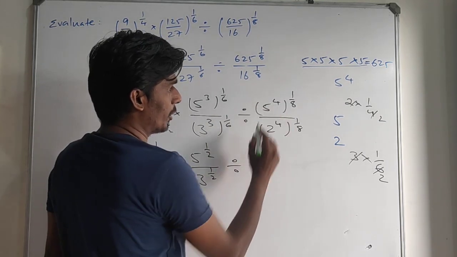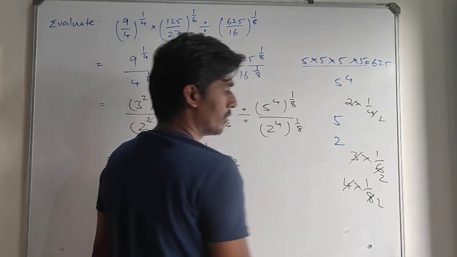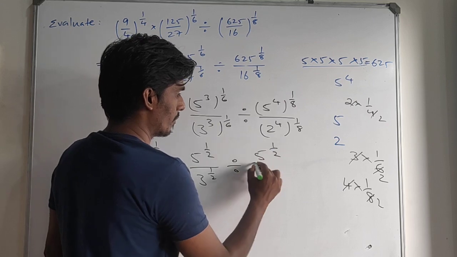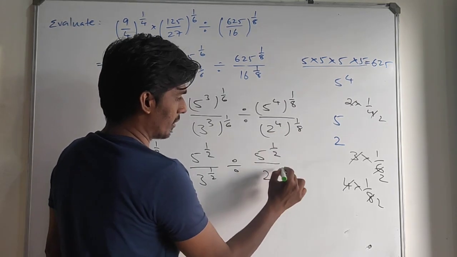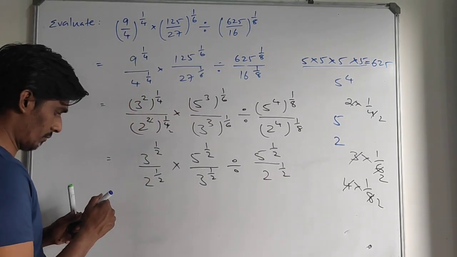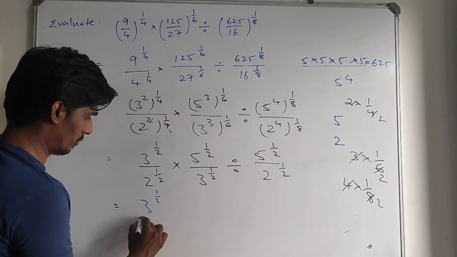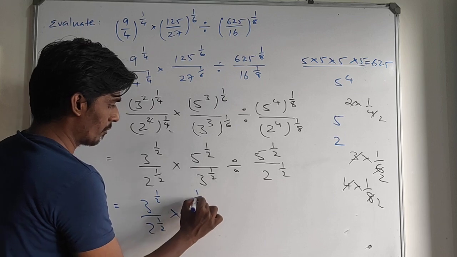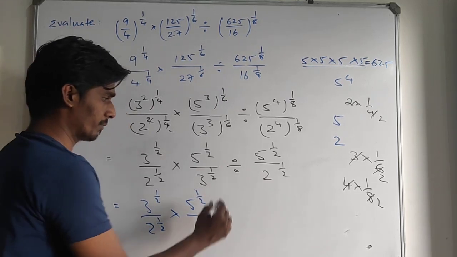Now 4 into 1 by 8. 4 into 1 by 8. 4 2s are. So 5 raised to 1 by 2. And similarly here 4 into 1 by 8. It's 1 upon 2. So we have 3 raised to 1 by 2, 2 raised to 1 by 2, this is 5 raised to 1 by 2, 3 raised to 1 by 2.